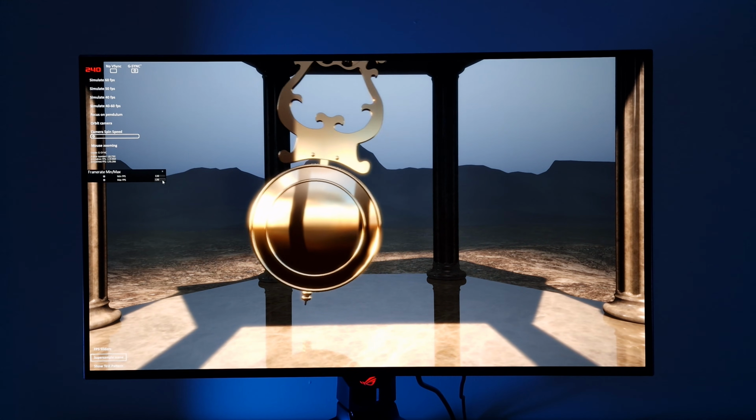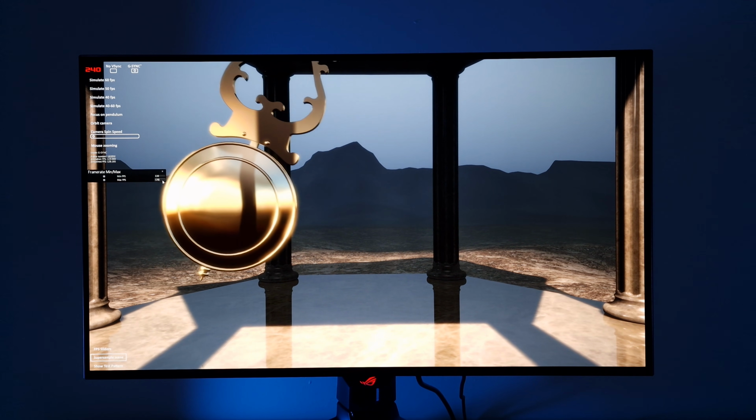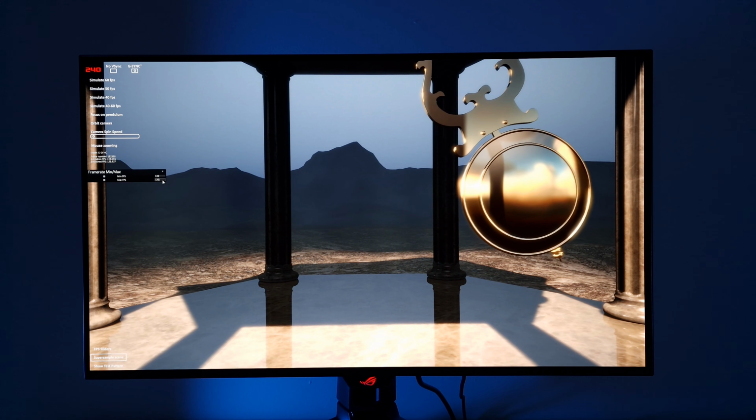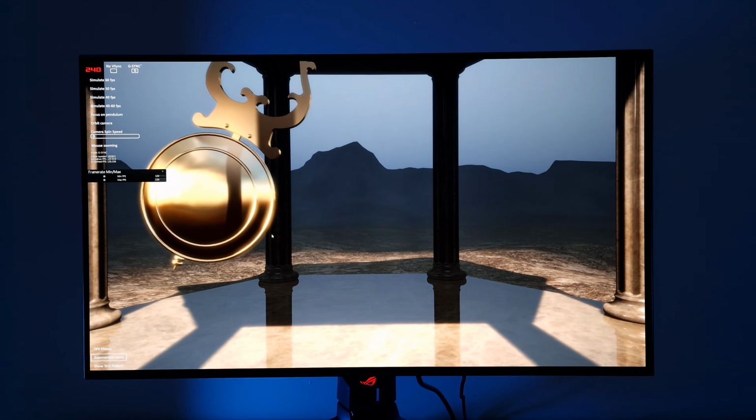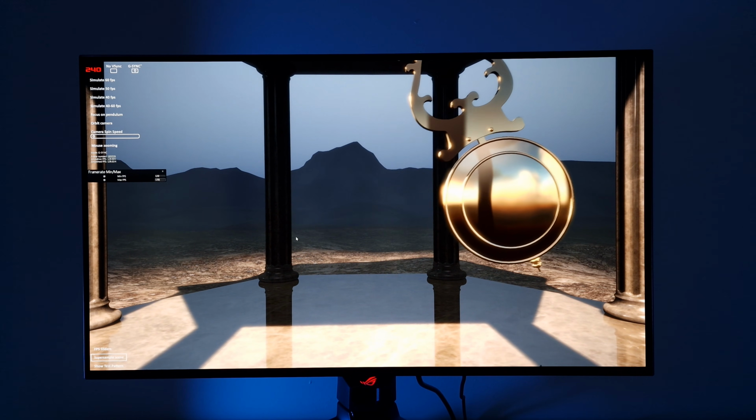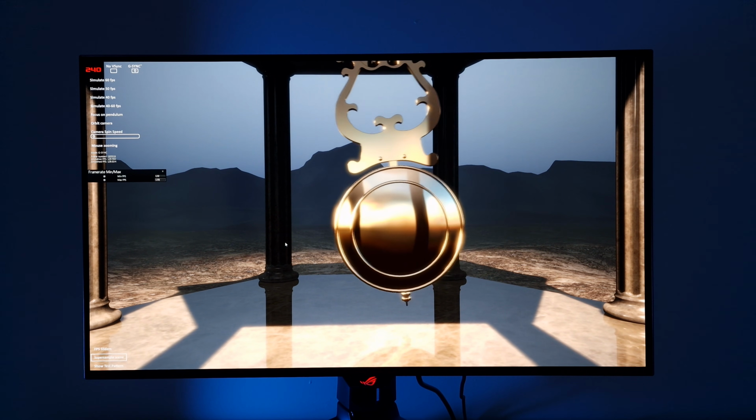With the test running at 130 frames a second, the monitor sets itself to 240 Hz, and it deactivates VRR. You might not be able to see it in the video, but I can see clear stuttering, and it's clear to me that VRR isn't being used now.